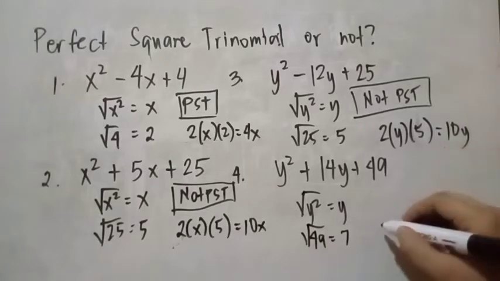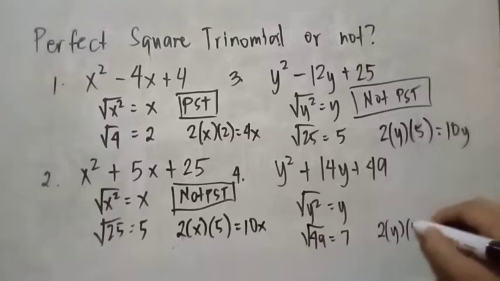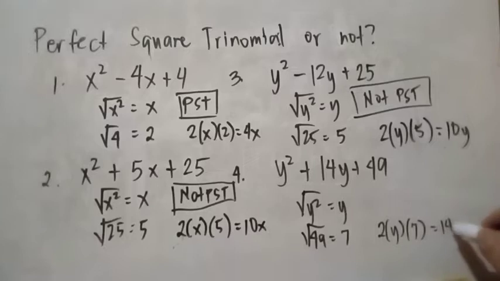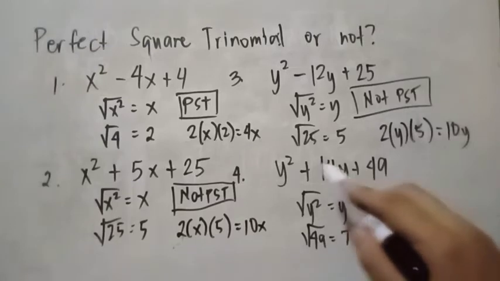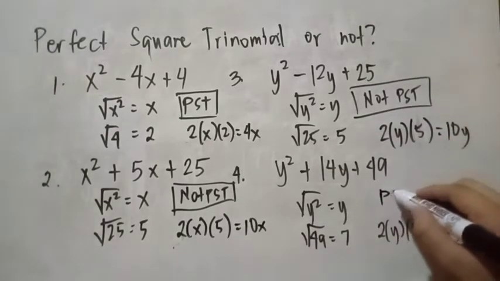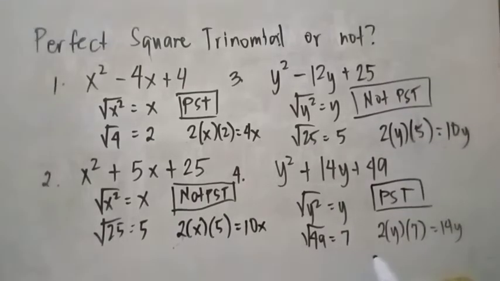And then, i-multiply natin yung 2 sa dalawang terms na ito. So, we have y, and then 7. 2 times y times 7, that is 14y. Nagmatch itong 14y sa middle term ng given expression. So, therefore, y squared plus 14y plus 49 is a perfect square trinomial. So, that's it. Ito po yung sa mga perfect square trinomial. Okay? So, let us proceed sa factoring.